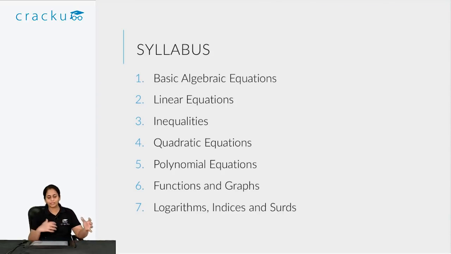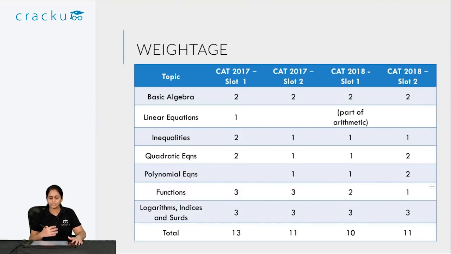Now let us take a look at the distribution of questions that come from these topics. So we have taken a look at what questions came from algebra in CAT 2017 and 18 over the 2 slots. So we have the slot 1, slot 2 for both of these years. As you can see, you can expect at least 10 to 13 questions from the algebra section. So this is a pretty important topic as far as quant is concerned.